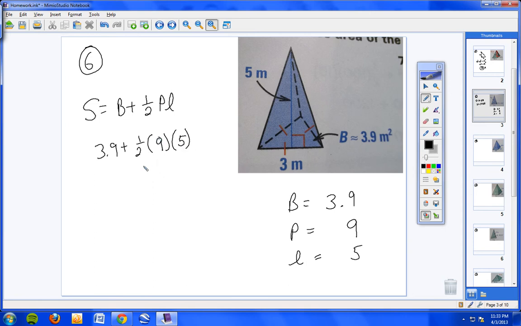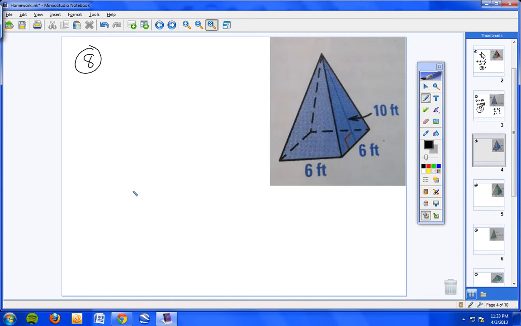So let's see, we get 22.5 when you multiply all those together, and then add 3.9 to that, and you should get 26.4 square meters. Square meters. All right, there we go. Moving on to number 8.